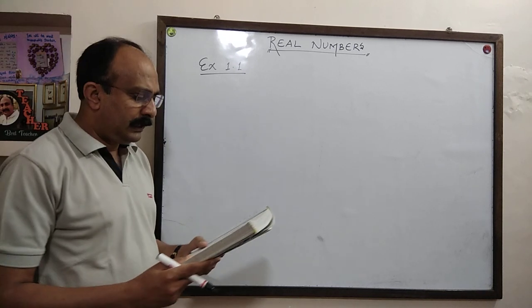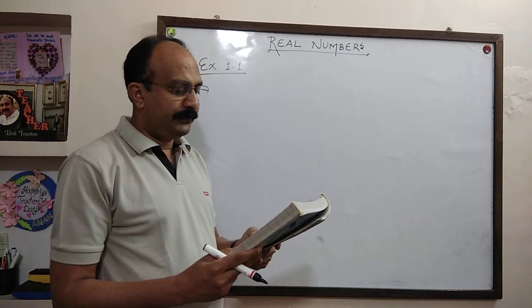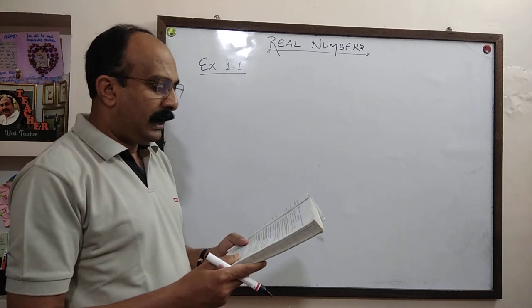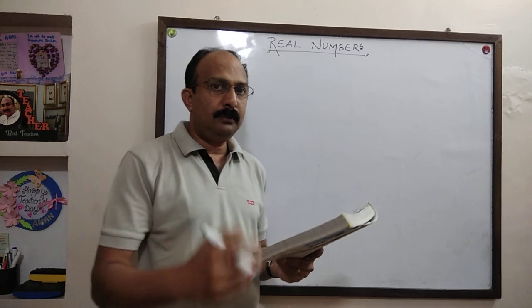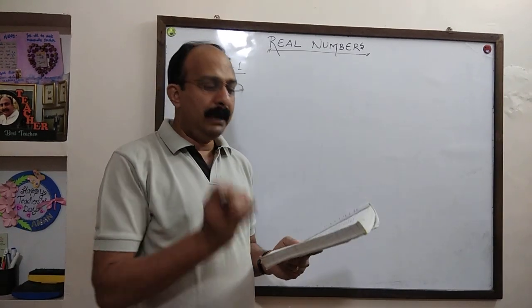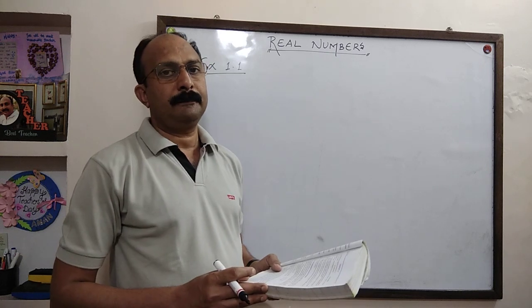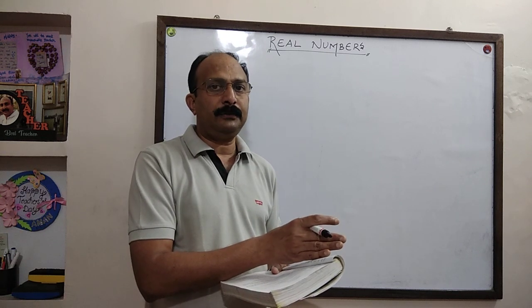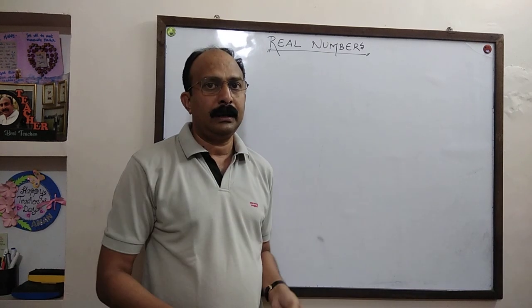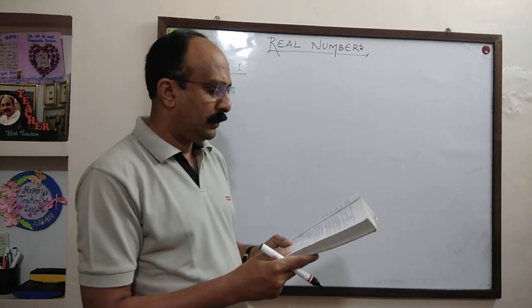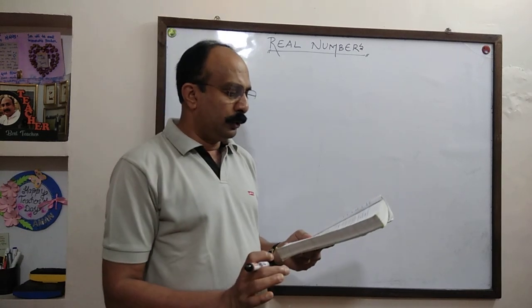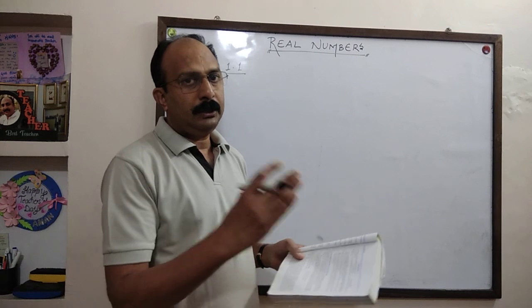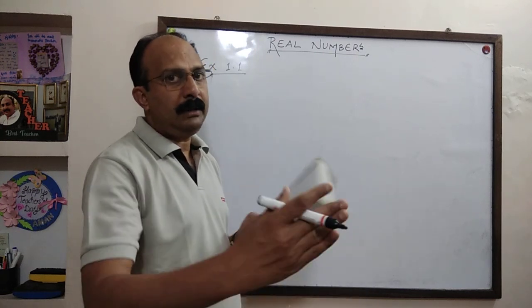Now let's see question number 3. An army contingent of 616 members. Army contingent means a group of army having 616 members is to march behind an army band of 32 members. So an army band of 32 members, behind this army band of 32, 616 army men. How to march? In a parade. The two groups are to march in the same number of columns.